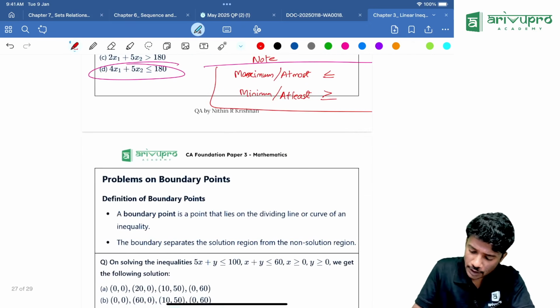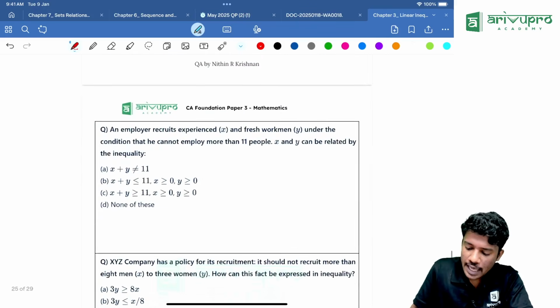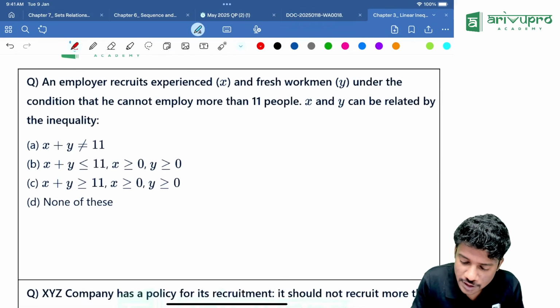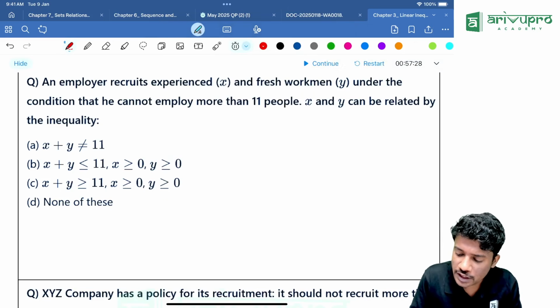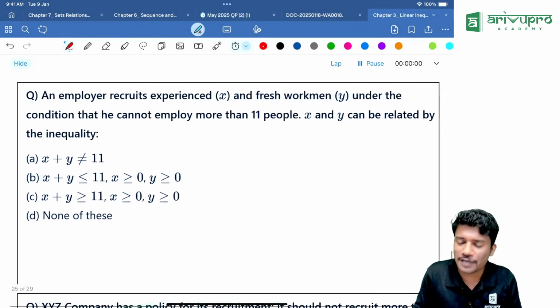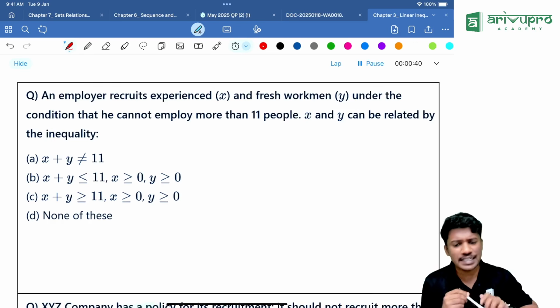Now, I will give you 1 minute. Everyone try to solve this using your logic. Then I will teach you one logic which will help you out in saving time in this type of questions. Everyone got the same answer? Yes, option B.